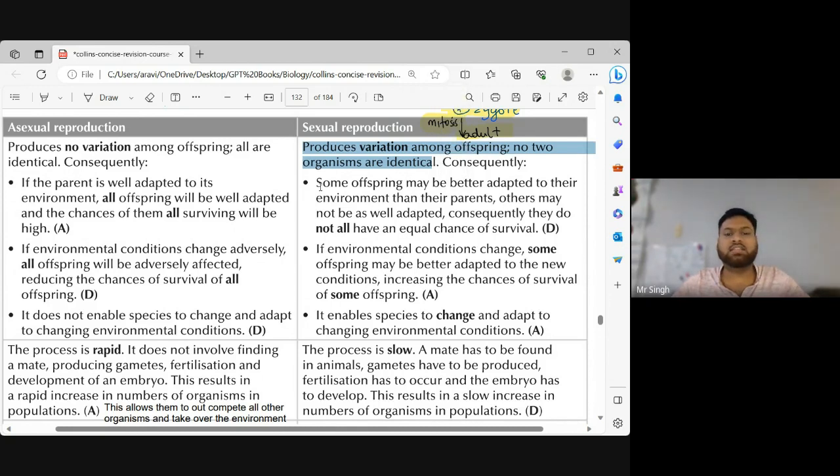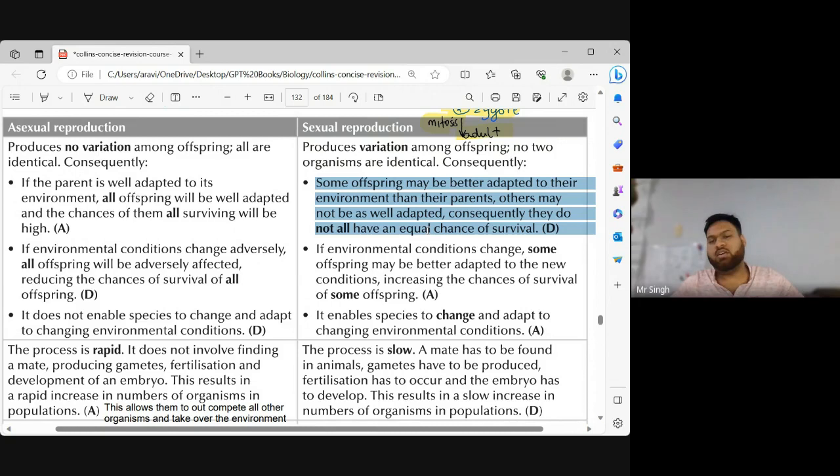So the first thing is that some offspring may be better adapted to their environment than the parents, right? So others may not be as well adapted. So consequently, not all have an equal chance of survival. So this is the disadvantage.